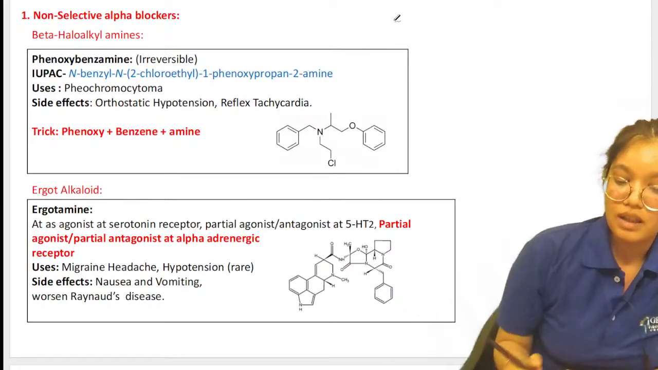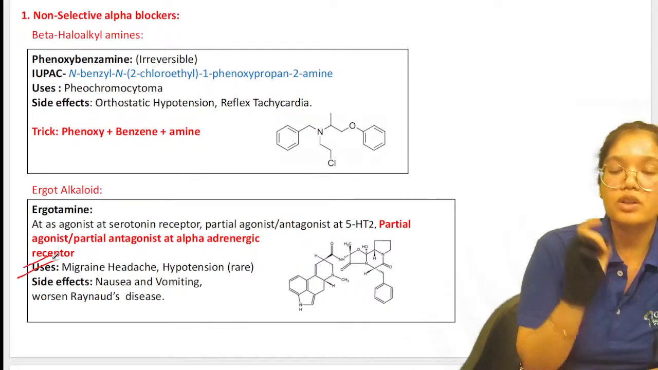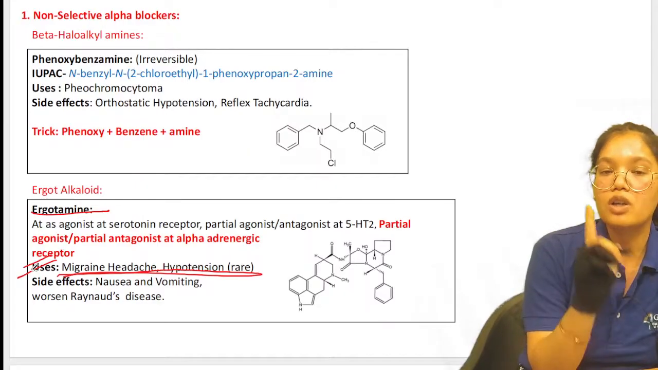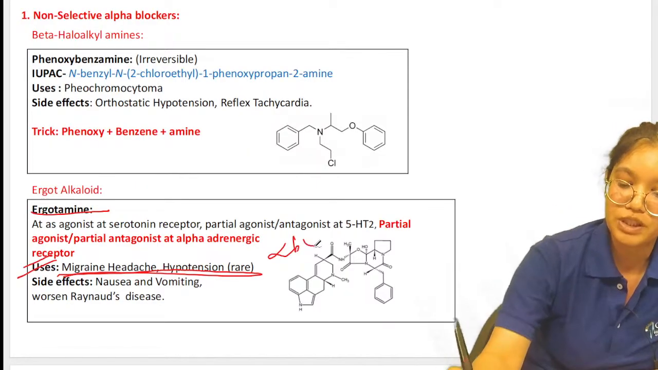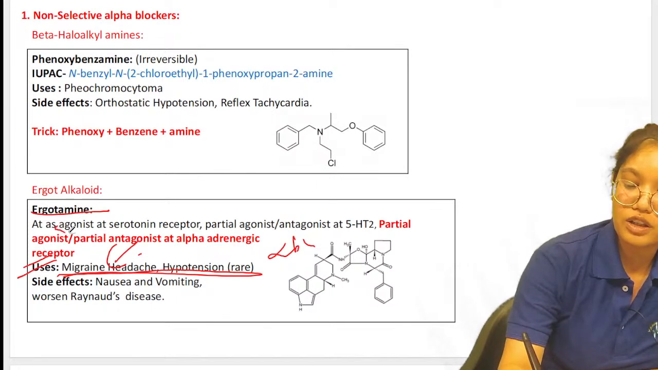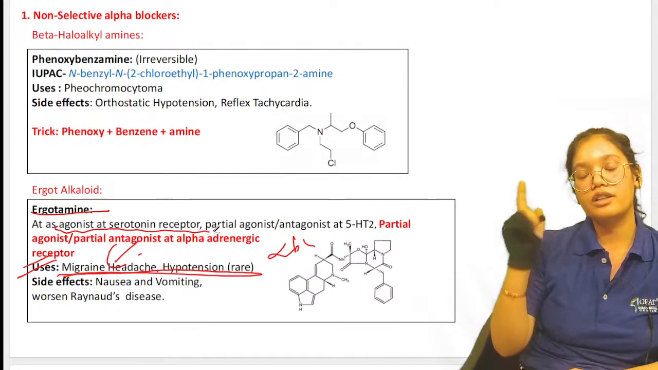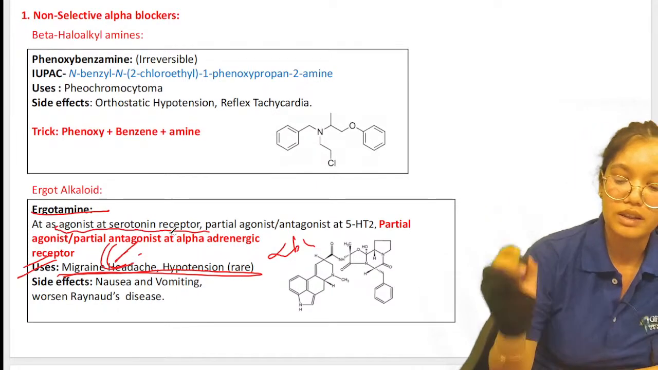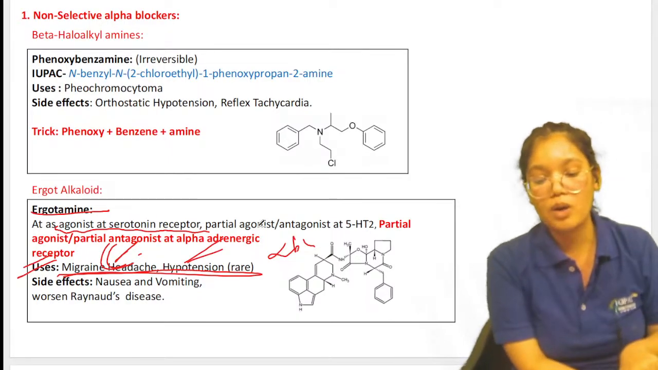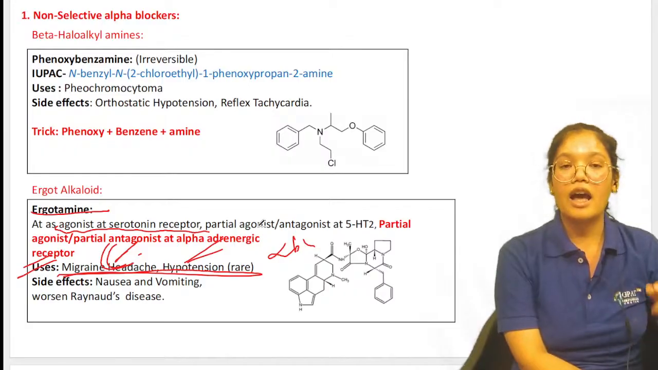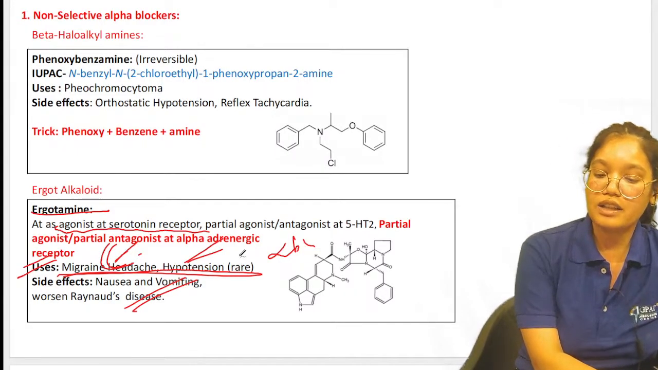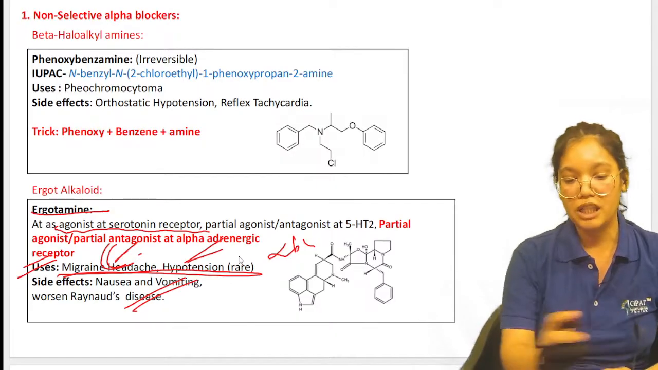Now I have written the uses here. These uses are for ergotamine, but these uses are not because of its alpha blocking property. First is migraine headache; this is due to the agonistic action at the serotonin receptor. Then hypotension. Talking about side effects, they are nausea, vomiting and worsening of Raynaud's disease. These are the side effects of ergotamine.